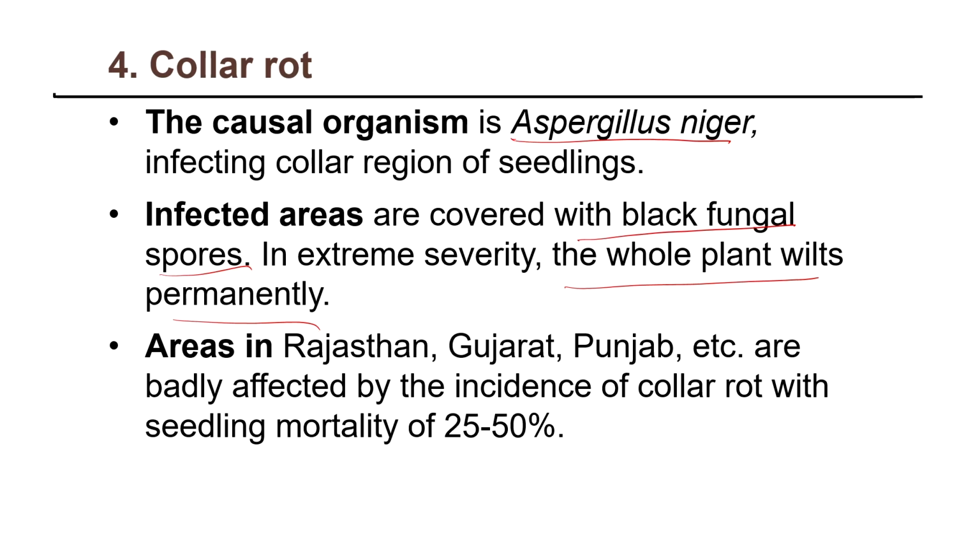Areas in Rajasthan, Gujarat, Punjab are badly affected by the incidence of collar rot, with seedling mortality of 25 to 50%. Means it is more dangerous in early stages. If your seedlings are killed, if seedlings are destroyed, then definitely you will not have the optimum plant population, which will adversely affect the productivity of the groundnut crop.